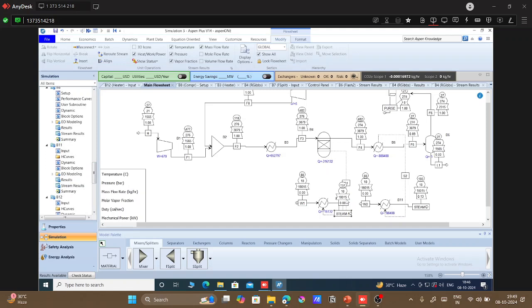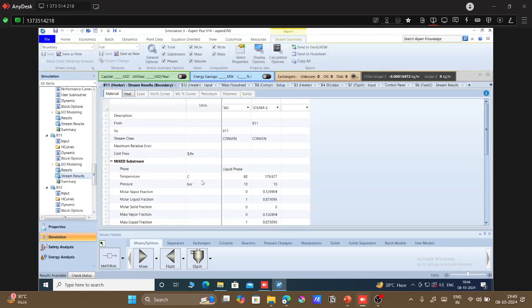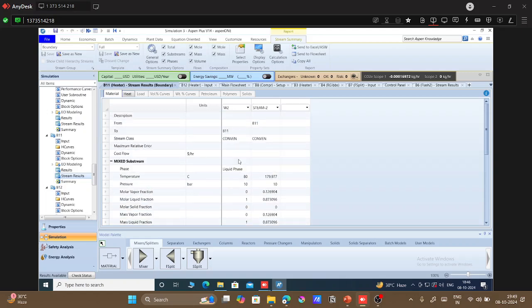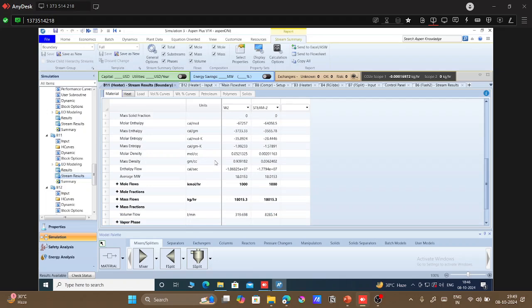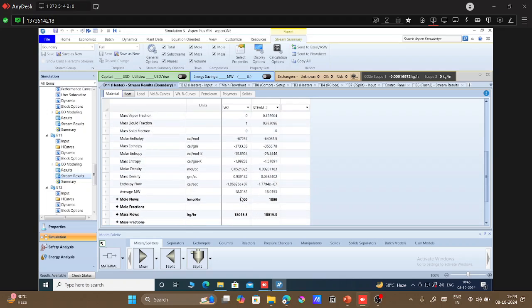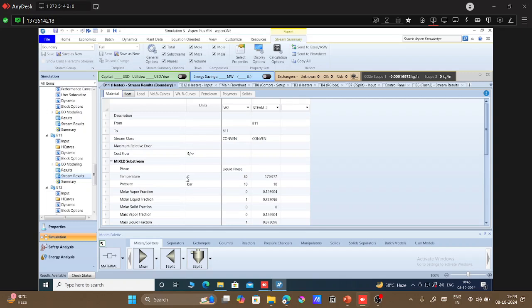So we have block 11 and 12. In block 11 we had water 2 coming and steam 2 forming. So what is happening? For a flow rate of 1000 kilomole per hour, temperature value is increasing to 179.977, but molar vapor fraction is 0.126 only. So we don't have complete steam generated. It's a mixture of hot condensate and some steam, which is not desired. We want a complete conversion.